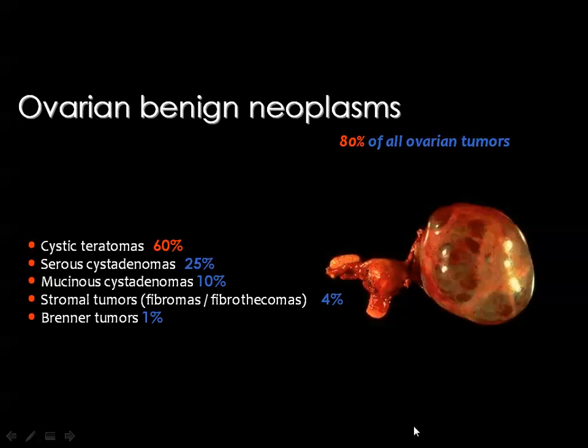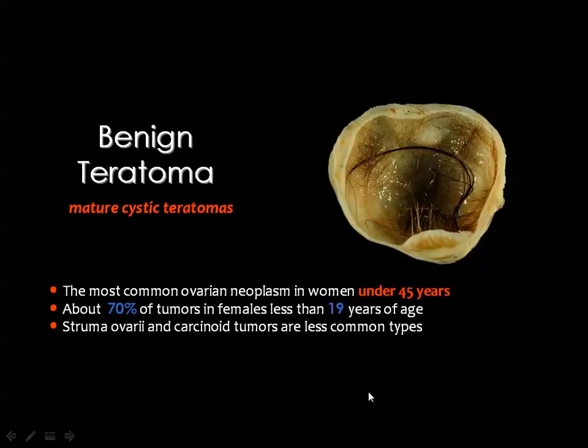Then we came to the benign tumors, and we mentioned the teratoma, the serous and mucinous cyst adenoma. Teratoma, you know, it is a benign lesion, or also called the ovarian dermoid cyst, and the diagnosis is based on the detection of fat inside the lesion.